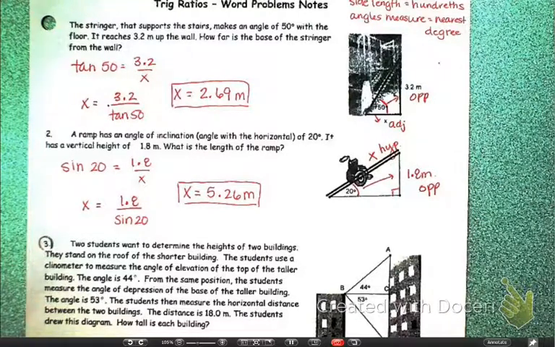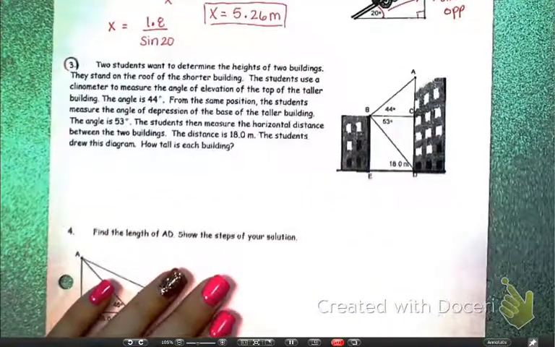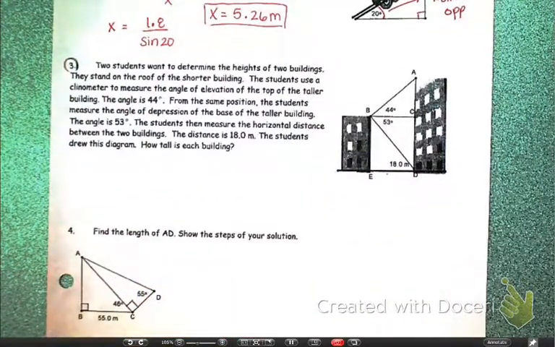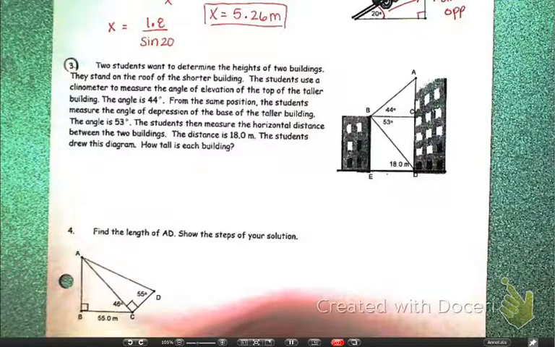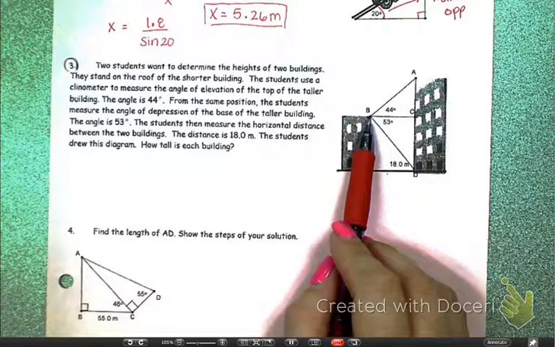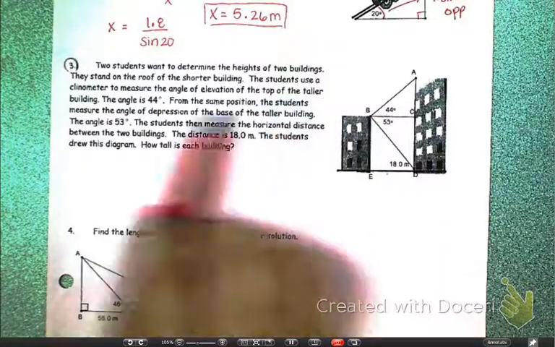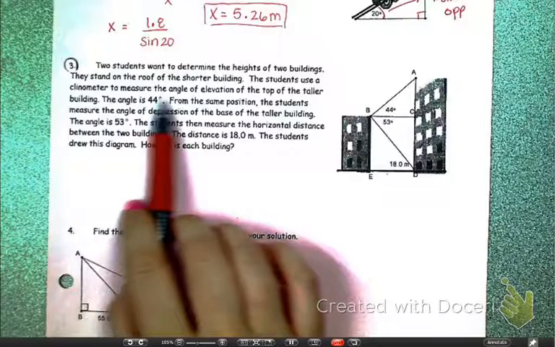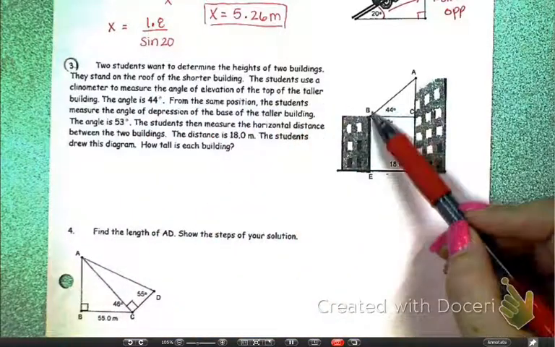Okay, so the next problem has a lot of information in it. So let's go through this slowly. Any questions on the first two? No? Okay. So, two students want to determine the heights of two buildings. They stand on the roof of the shorter building. So the student is standing here. The students use a clinometer to measure the angle of elevation of the top of the taller building.